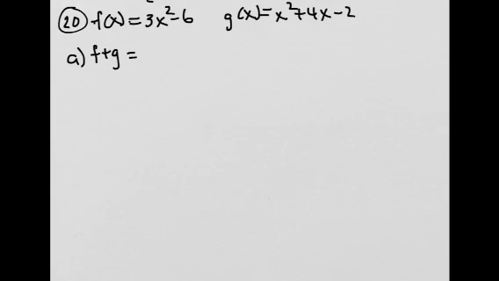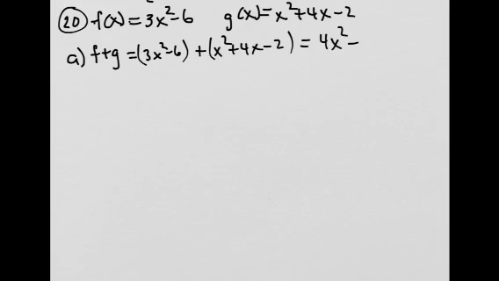Okay, so 20, we're adding the two functions together. So we're adding 3x squared minus 6 plus x squared plus 4x minus 2. That gives you, add your like terms, 4x squared, and then there's only one 4x, and then there's that negative 6 and negative 2, so that's negative 8.